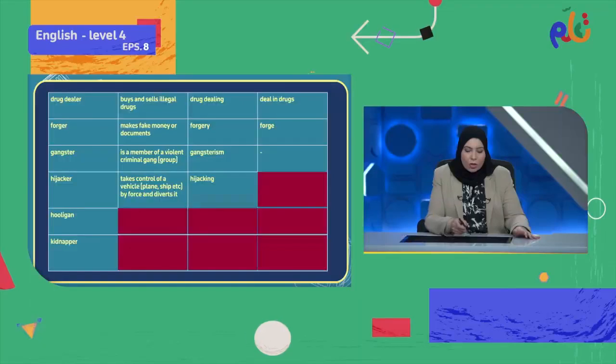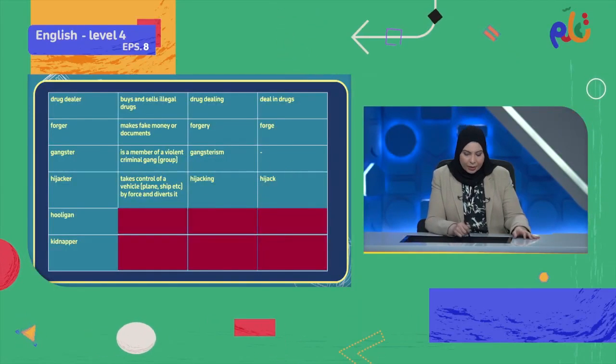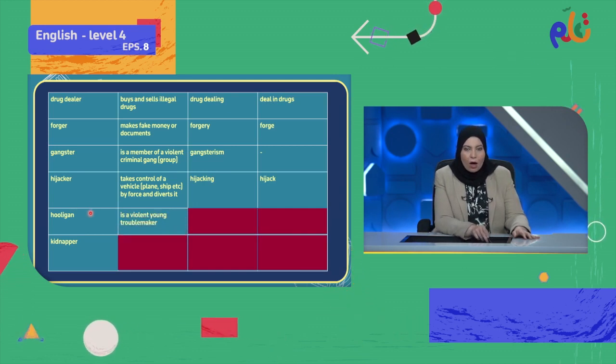So what is the name of this crime? When you take a plane or a ship without any right to do that, this is called hijack. So hijack, crime. Hijacker, criminal. So hijacking, and the verb hijack.